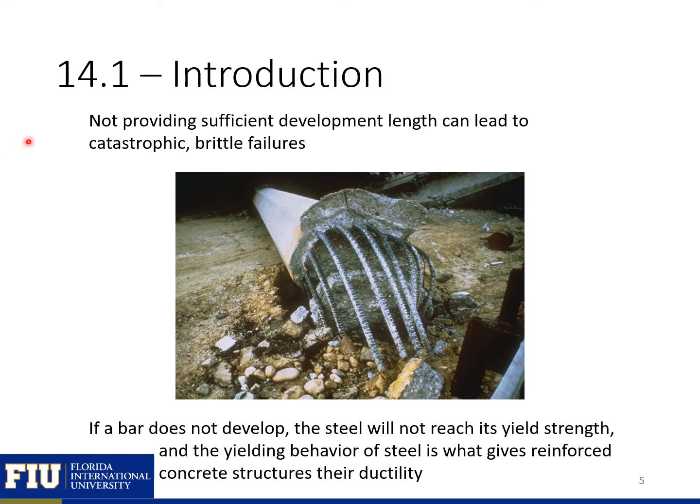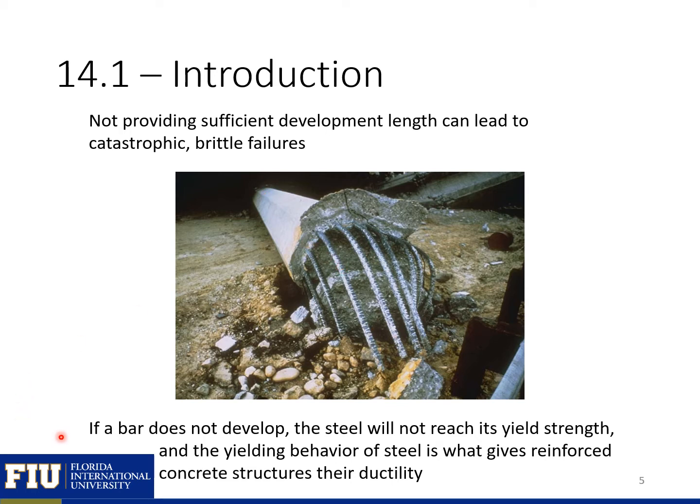If we don't provide sufficient development length, it can lead to a brittle failure of our structure. Here's an example of a high mast pole where these number 11 bars weren't properly developed. So you can see the bars just pulled out and the high mast pole fell.